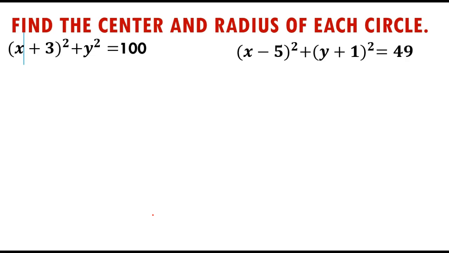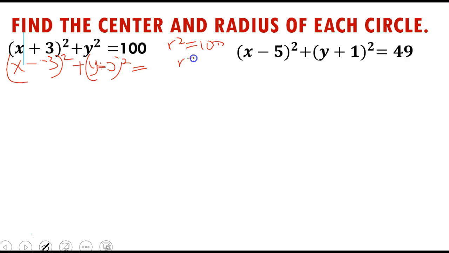Okay, let's find the center and the radius of each circle. You look at it and try to match it with the pattern. First of all, we write this as x minus negative 3, because subtraction is the default, squared, plus y minus 0 squared equals r squared. R squared is equal to 100. If r squared is 100, what would r be? r is the square root of 100, which is 10. So the radius is 10.